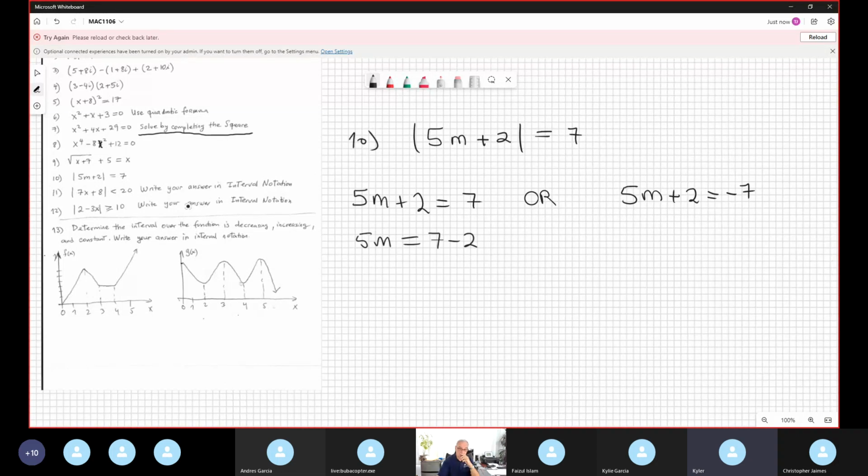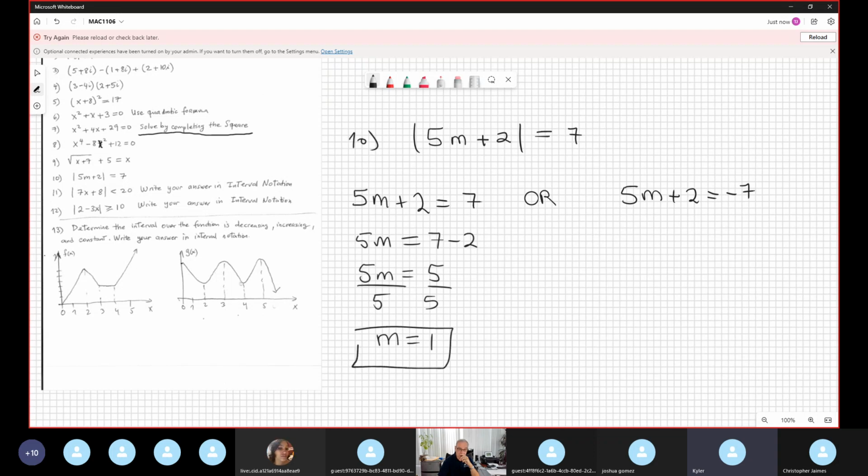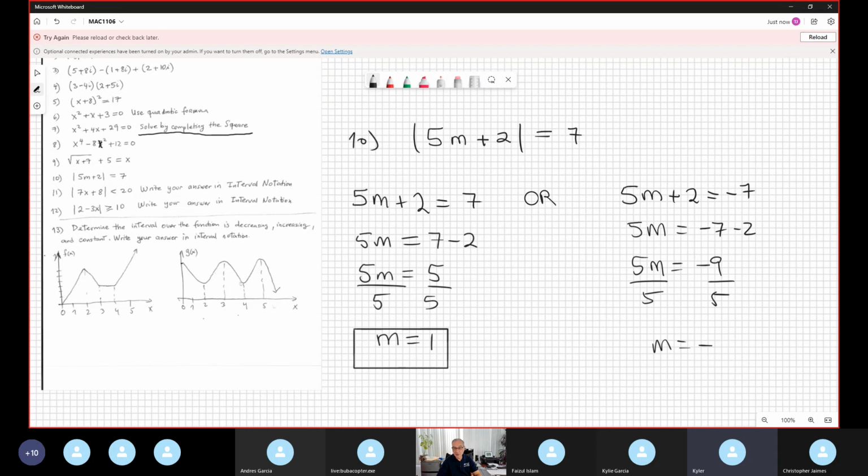7 minus 2 over 5, that is 1, is my first solution. My second solution is minus 7 minus 2, that is negative 9, divided by 5. m is equal to minus 9 over 5. Okay, so this equation has 2 solutions: 1 and negative 9 over 5.